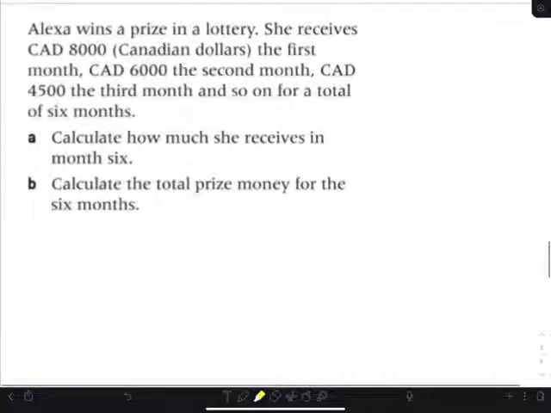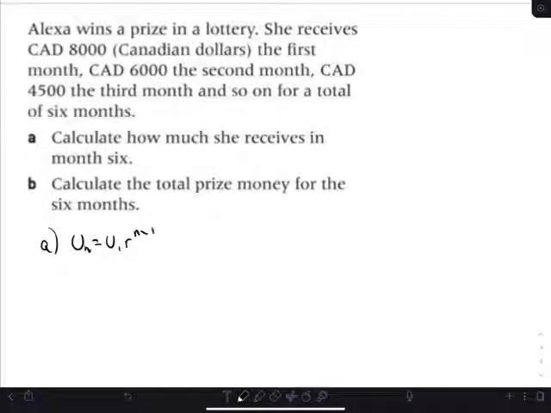Okay, one more. Alexa wins a prize in the lottery. She receives 8,000 Canadian, not 8,000 Canadians, but Canadian dollars. The first month, 6,000 Canadian dollars. The second month, 4,500, etc., for a total of 6 months. So actually, she gets quite a bit of money. Calculate how much she receives in month 6. So again, it's the exact same thing as the last problem. A little bit repetitive, actually. Maybe I should skip this. So it's the term that I'm looking for.